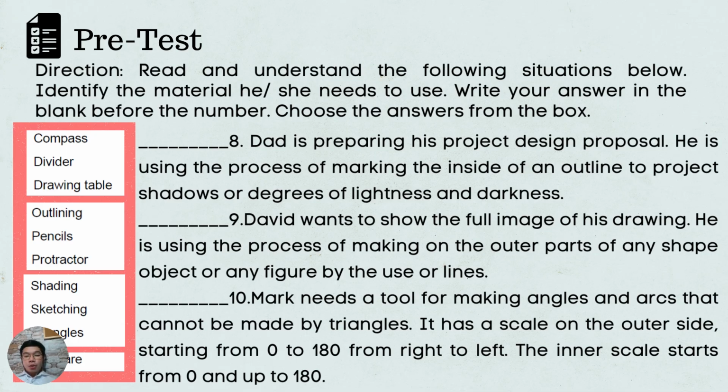9. David wants to show the full image of his drawing. He is using the process of marking on the outer parts of any shape, object, or any figure by the use of lines. 10. Mark needs a tool for making angles and arcs that cannot be made by triangles. It has a scale on the outer side, starting from 0 to 180, from right to left. The inner scale starts from 0 and up to 180. Are you done? Let us check your work.